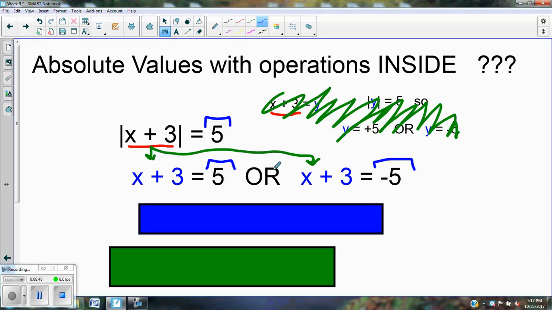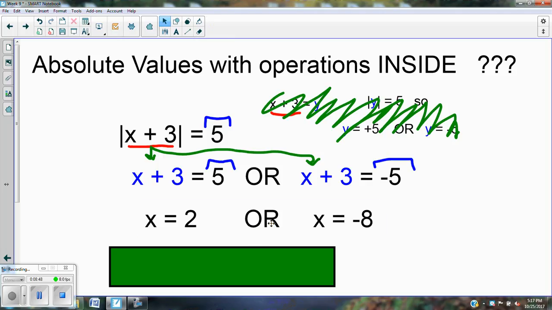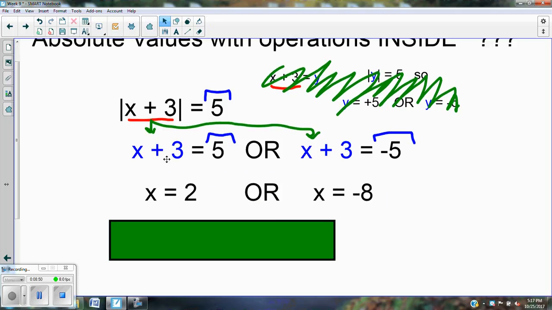Okay, so we change it. We split it into two equations, one where it's still positive, one where it is a negative. Now that we have it split into two, subtract the 3, we get x equals 2. Subtract the 3 over here, we get x equals negative 8.